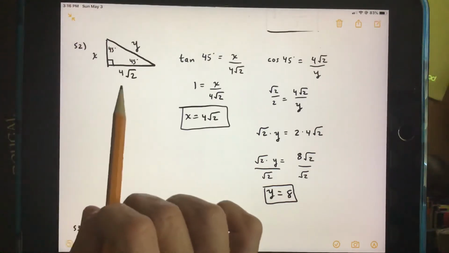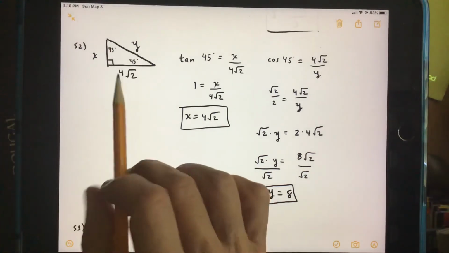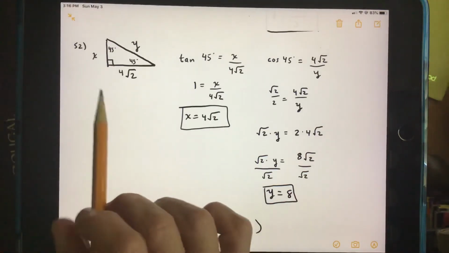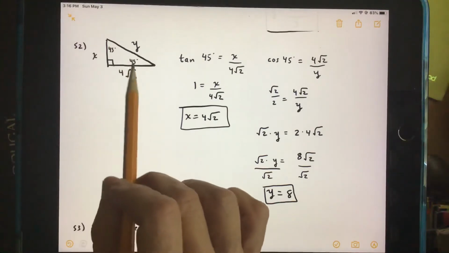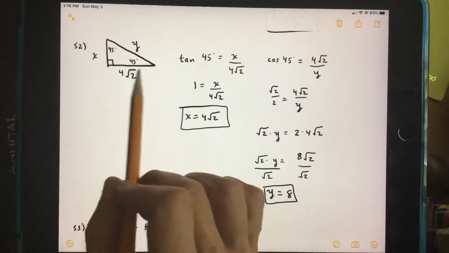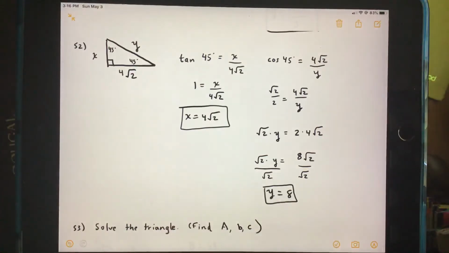Well, let's see, I have x and I have 4 root 2. Those are both legs of this right triangle. So I can pick either angle measurement. They're both 45, so in this case it really doesn't matter which one I pick. Let's look at this 45-degree angle and notice that the tangent of this 45-degree angle will be the opposite leg, which is x, over the adjacent leg, 4 root 2. So tangent of 45 degrees is x over 4 root 2.